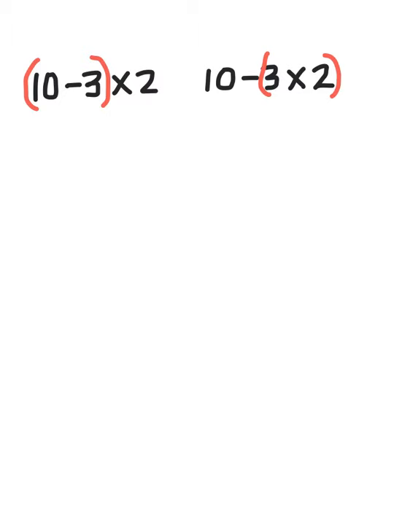Now let's see what answers we get. We do the parentheses first. That's what it means, do this first. 10 minus 3, 7. Cross it out. Bring down the other part of the problem, times 2. 7 times 2, 14. You can see our answer is 14.